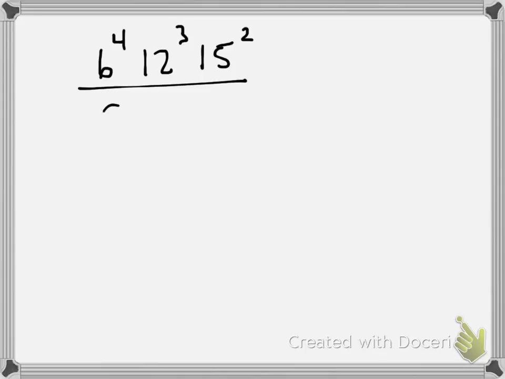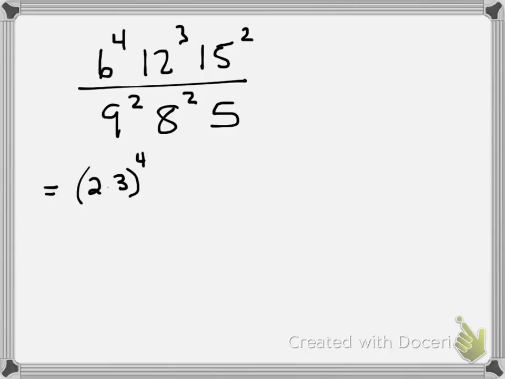So now what they want us to do is to take this number, 6 to the 4th, 12 cubed, 15 squared, divided by 9 squared, 8 squared, 5, and simplify that as much as possible. Okay, and we want to leave it in prime factorization. So I'm going to think about each number differently. Like 6 is 2 times 3. Well, I can take 6 to the 4th and rewrite it as 2 times 3 to the 4th. 12, I'm going to go ahead and write that as 2 squared times 3.